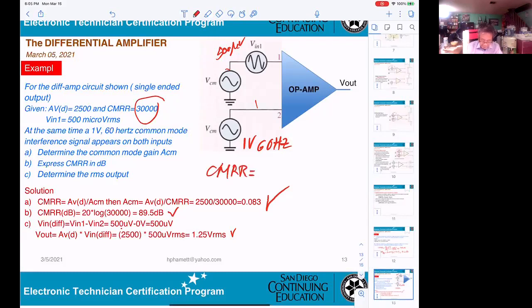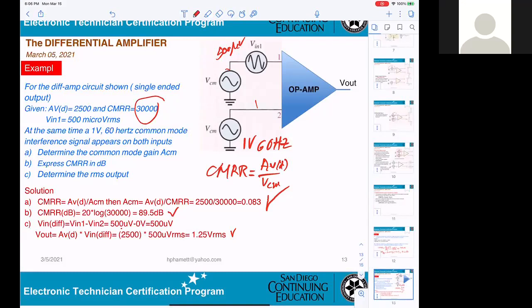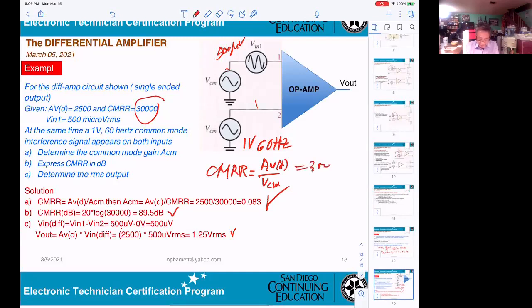Okay, CMRR equals AVD over ACM, right? Well, that's the question I'm asking. Is that the right definition? Yes, this is the right definition. This is just a definition. In this case, they gave you 30,000, and they only want to know the decibel value for this CMRR. So that's why we take 20 log of 30,000.